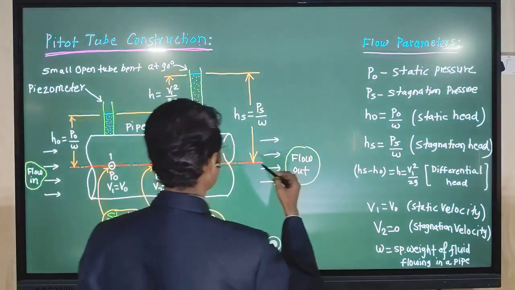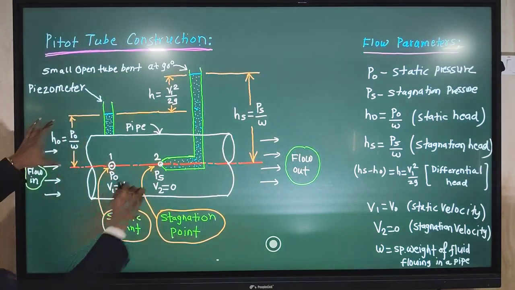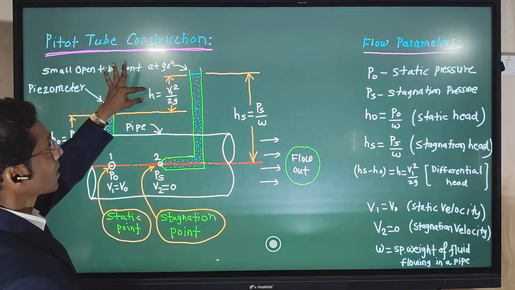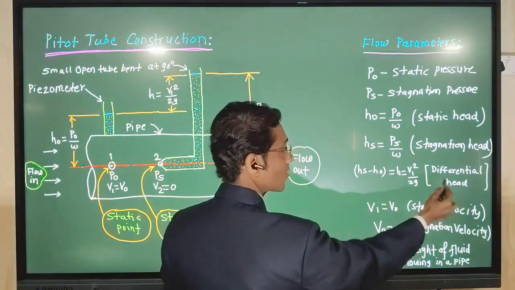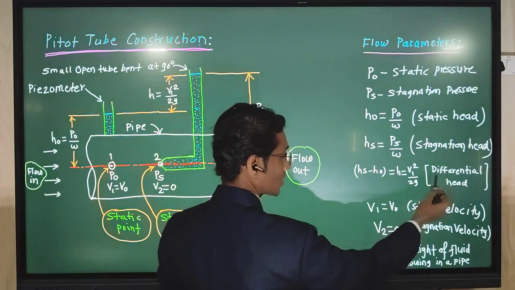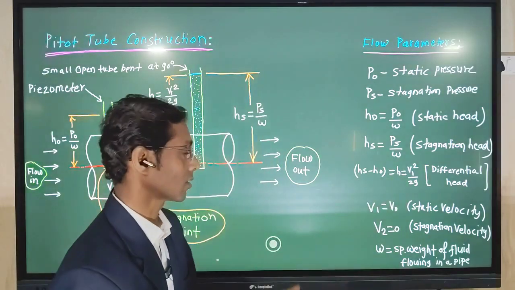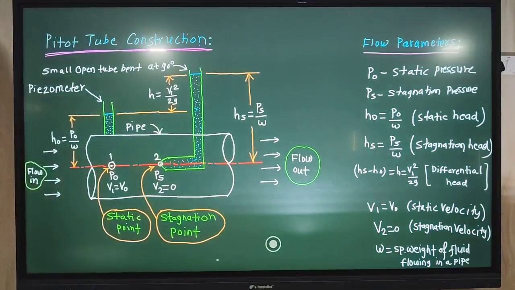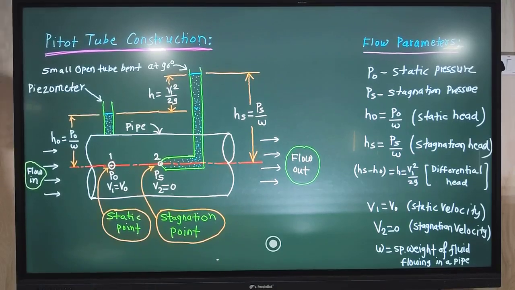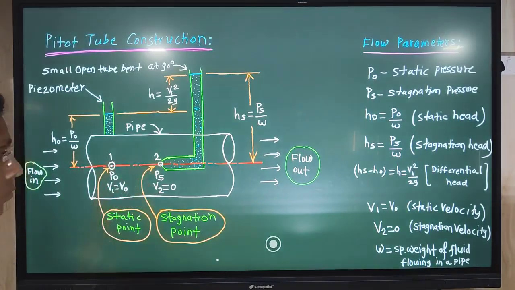Now, the difference between this stagnation head and this static head is given by the letter H. HS minus HO is equal to H, which is called the differential head. Further, this is equal to V1 square by 2G. How it comes, that we will see in the further discussion in the expression. For that we will use Bernoulli's equation between point number 1 and point number 2.